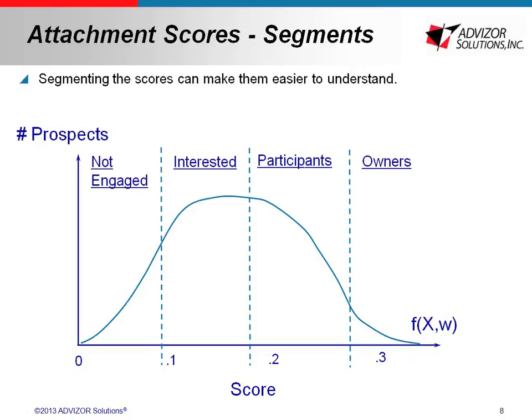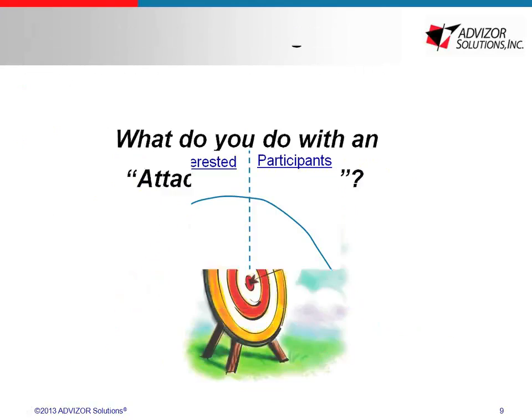We also generally find these scores can be then grouped into segments. So maybe on the top right are the owners, the people who are most attached, most engaged, most aligned. The next group are the participants. They're heavily engaged, but they're not as strong as the owners. Then there's the interested players who have been engaged a bit, could clearly be a lot more. And then on the left is the group that really aren't engaged. And the idea here is to move people from the left to the right.